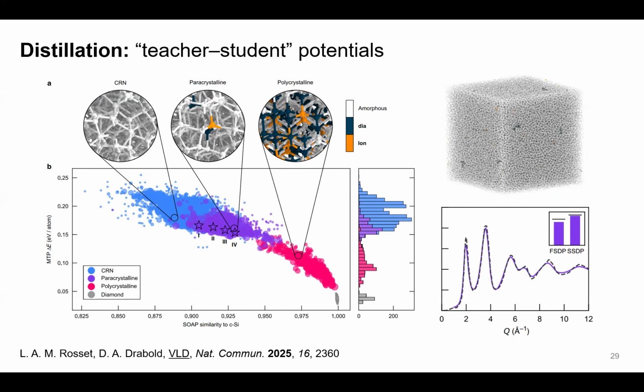Louise could show that that model, even though it has a little bit of local order, does very well capture what we call the first sharp and the second sharp diffraction peak. Those are essentially fingerprints of the ordering in the structure. So this is just a showcase of what you can do with these fast student potentials.